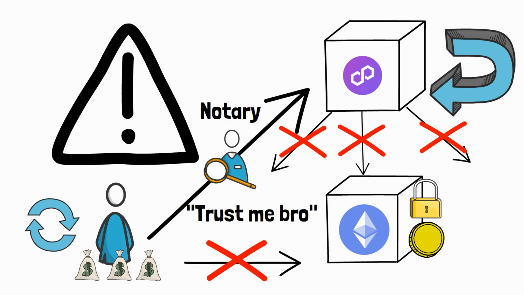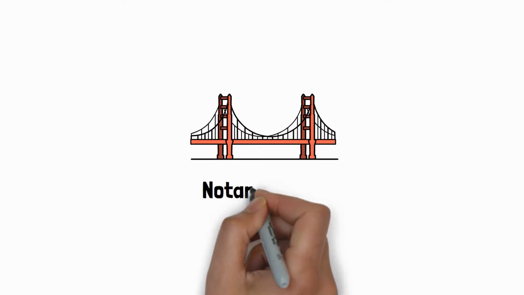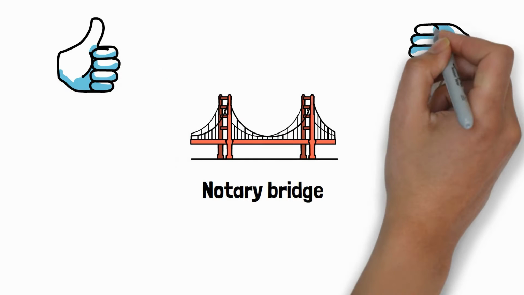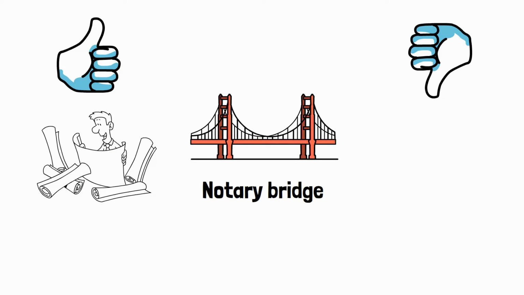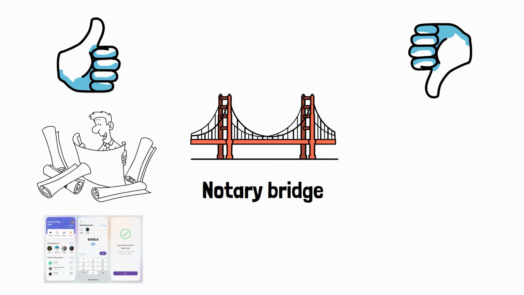Before triggering the minting process on the second blockchain, the notary will make sure that the tokens were actually locked on the first blockchain. So what are the pros and cons of a notary bridge? The biggest advantage is its simplicity. It's simple to implement, and it also has a good user experience. Users lock their tokens, wait a bit, then they receive their tokens on the second blockchain. And that's why most real-life blockchain bridges use this design.